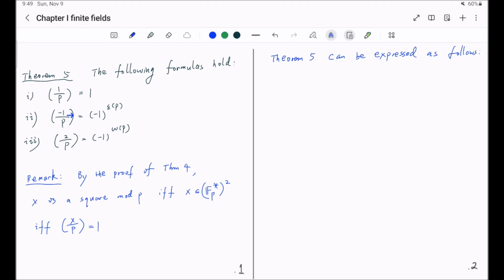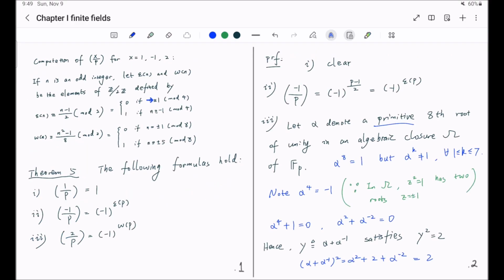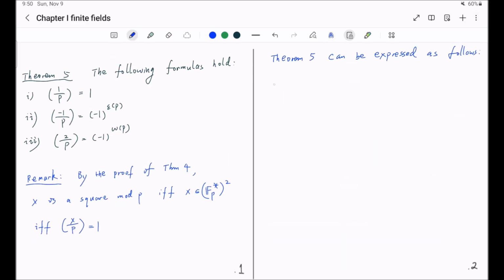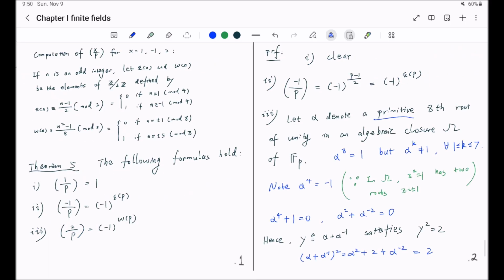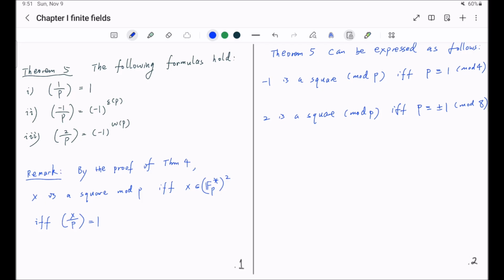-1 is a square mod p if and only if p is congruent to 1 mod 4. And 2 is a square mod p, which means this omega of p is equal to 0, happens precisely when p is congruent to plus minus 1 modulo 8. So that's a remark for theorem 5.